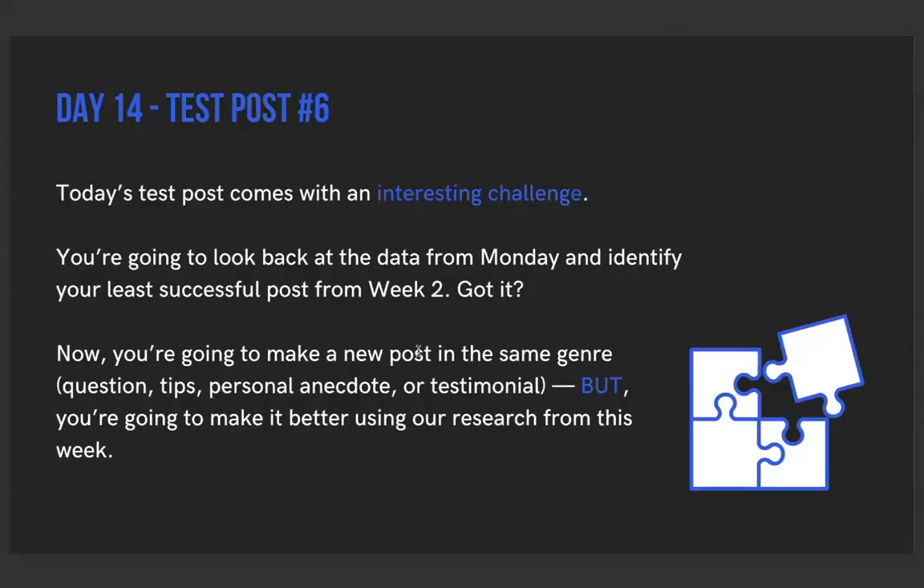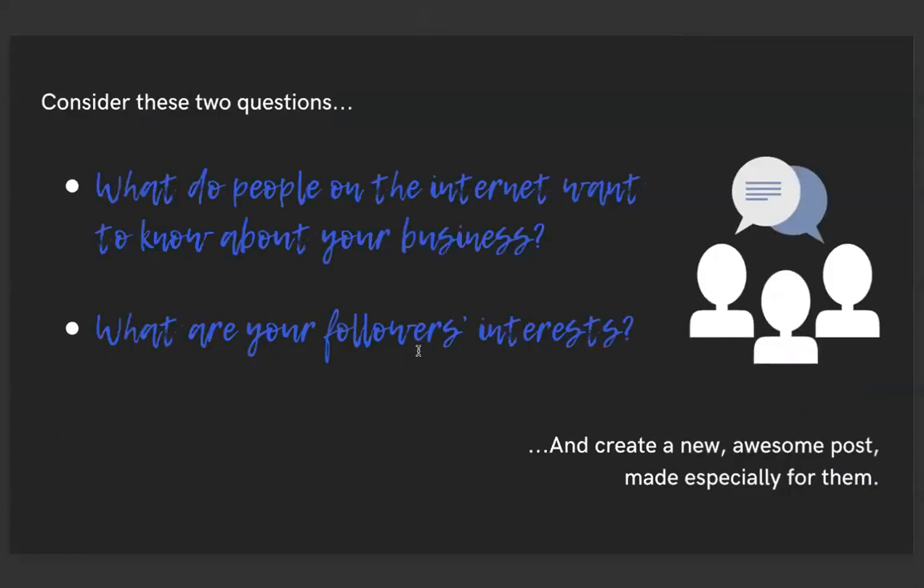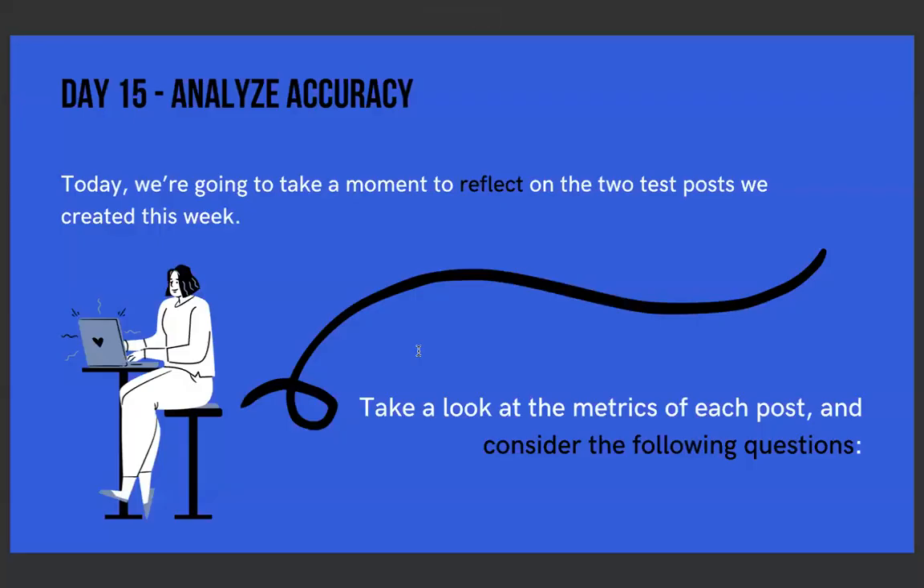Next, we do another test post. So we are going to look back at the data from Monday, that means the first day of the week, and identify the least successful post. Now you're going to make a new post in the same genre, but you're going to make it better using your research from this week. What do people on the internet want to know about your business? What are your followers' interests? And then on the next day, you analyze the accuracy.